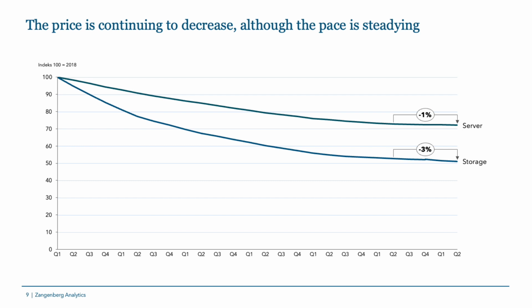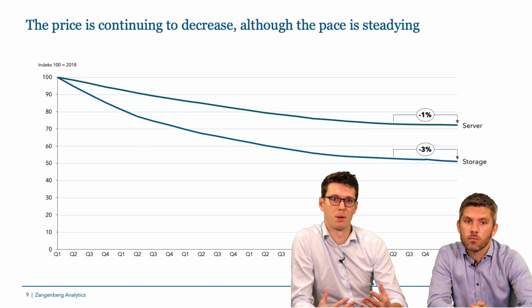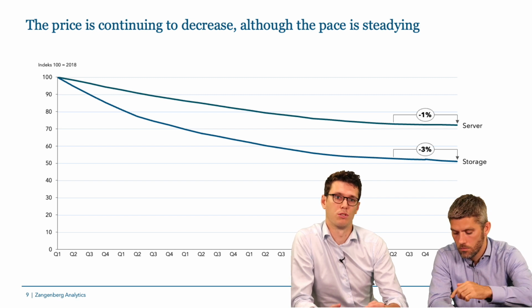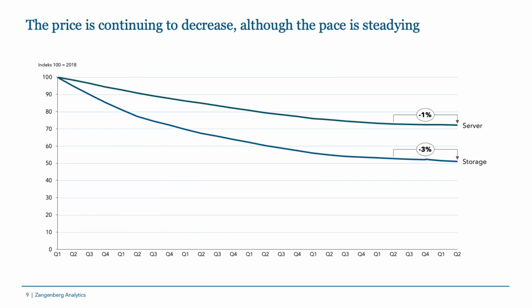So moving on to the price trends. For those of you who have seen our webcast before, maybe this figure will be familiar, but what it shows is the price over the last many years for server and storage outsourcing. And what we can see is that the price has decreased over the past years, but the pace with which it's decreasing has been steadying over the past year. So no longer these large decreases in price from year to year, which we saw maybe around 10 years ago.